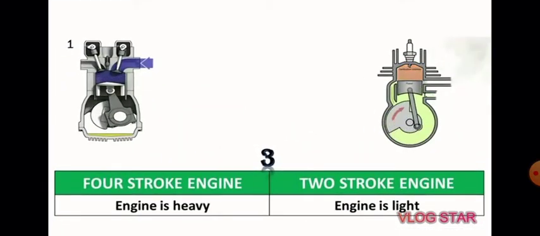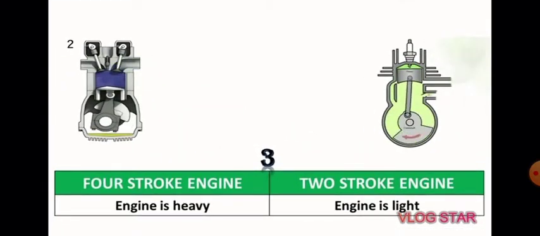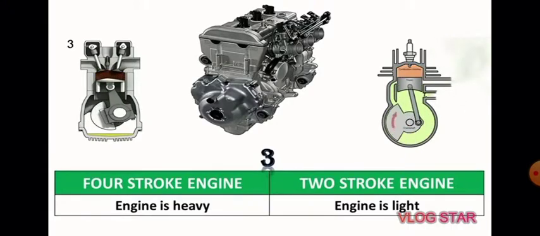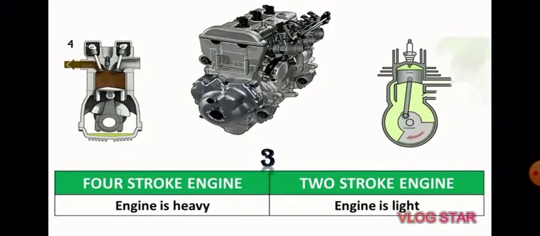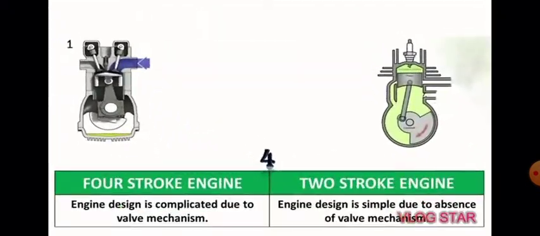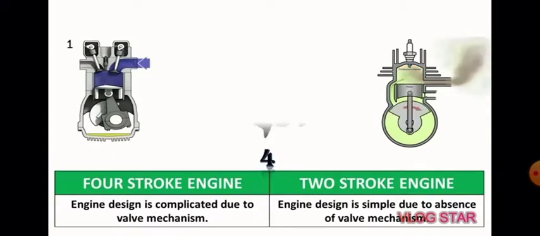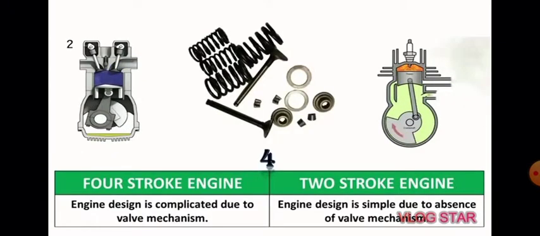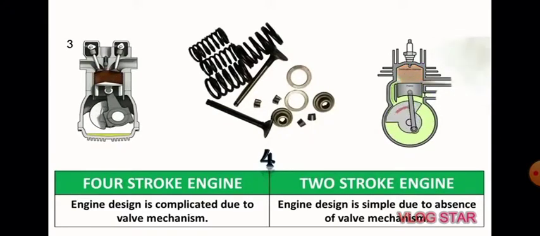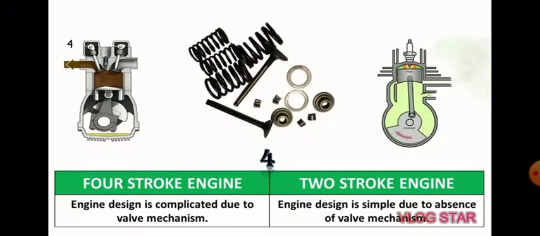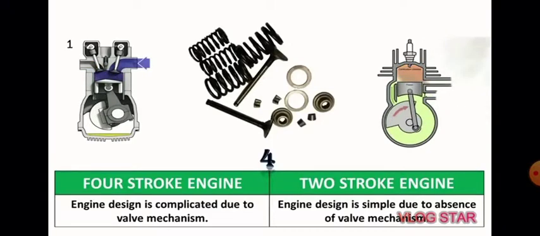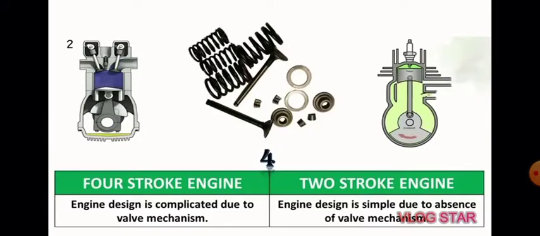Then comes the next difference, that is the engine is quite heavy in case of 4-stroke engine and it is much more complicated, whereas in case of 2-stroke engine it is light and less complicated. The design of the engine is complicated due to the valve mechanism in case of 4-stroke engine, whereas in case of 2-stroke engine the design is simple due to absence of the valve mechanism. In case of 2-stroke engine there are ports present, valves are absent.